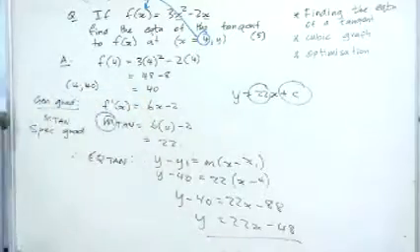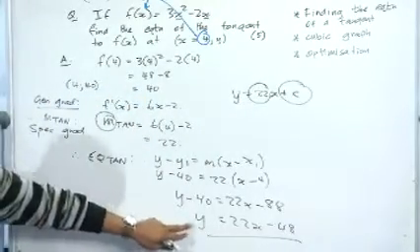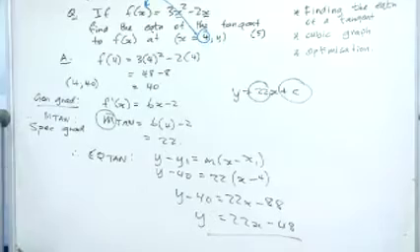And there we go. That is your final answer. That is the equation of your tangent. y is equal to 22x minus 48.